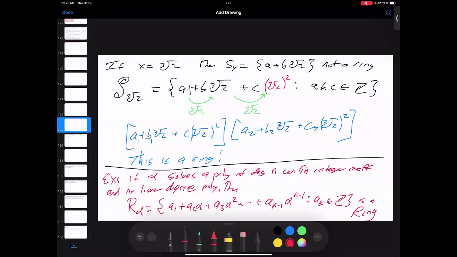So if I gave you a number like pi, pi does not satisfy a polynomial of finite degree. And because of that, I can't construct a nice ring like this. Okay, any questions about this?